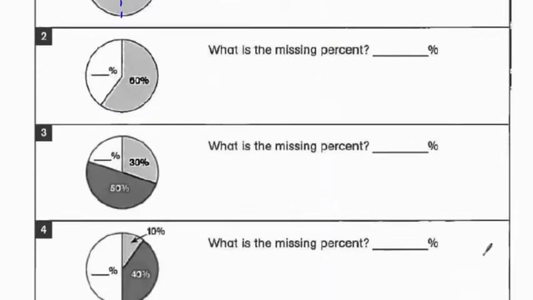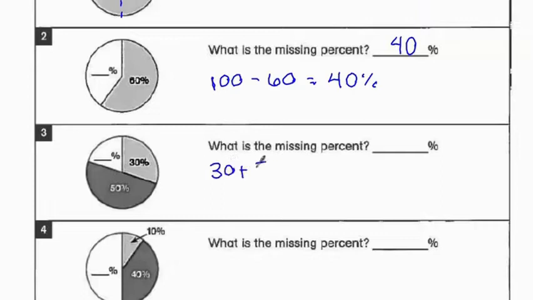So let's look at number 2. What is the missing percent? I want you to figure out the answer for number 2. If we take 100 minus the 60 that we know, we are left with 40%, and that's the answer. Now, what do we do whenever we have more than one pie slice? We're going to add those two together. So 30 plus 50 is 80%. Then we take 100, because that's the total, minus the 80% that we know, and we're left with 20%.